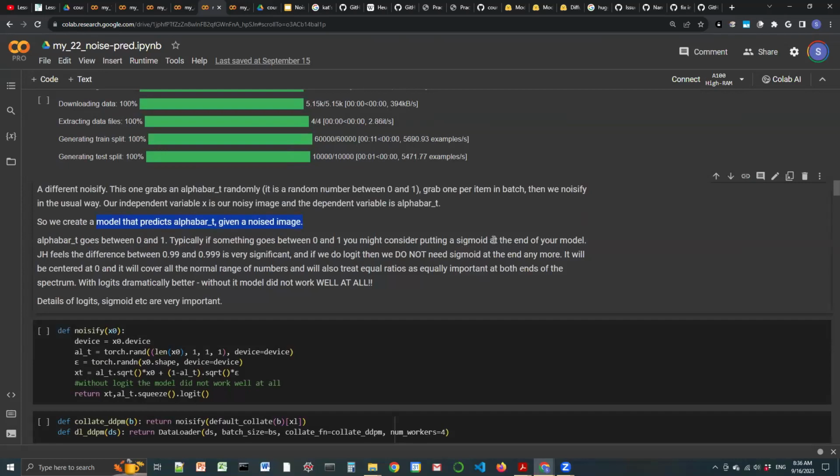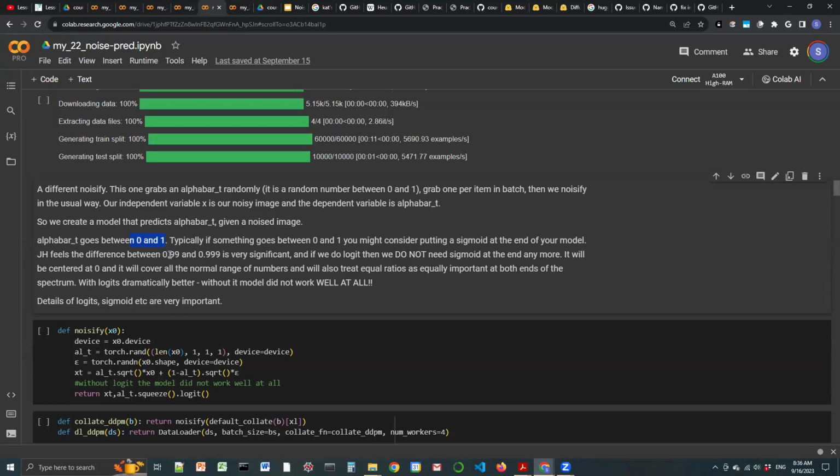So typically, you might consider putting, this is an interesting detail. He says that ultimately what we are predicting is a value that goes between 0 and 1. So typically when we do that, the way to predict something which goes between 0 and 1 is to have a sigmoid at the very end, right? So you just collapse all values and make it go between 0 and 1. But what he found is that for two reasons, he doesn't do that.